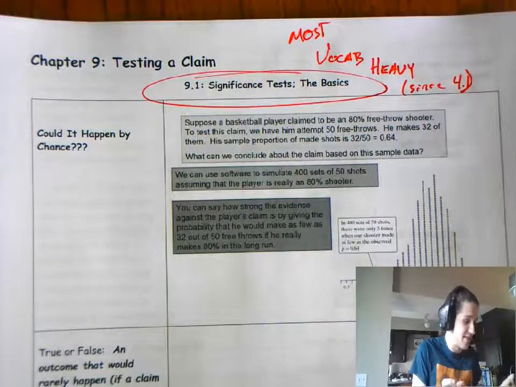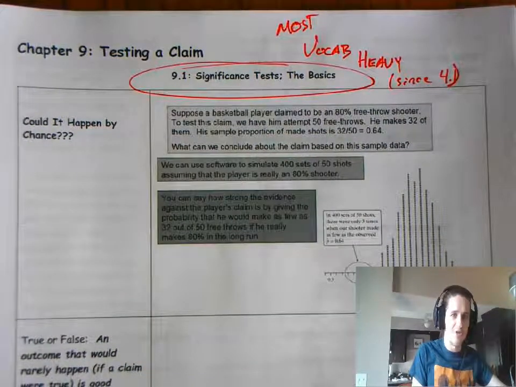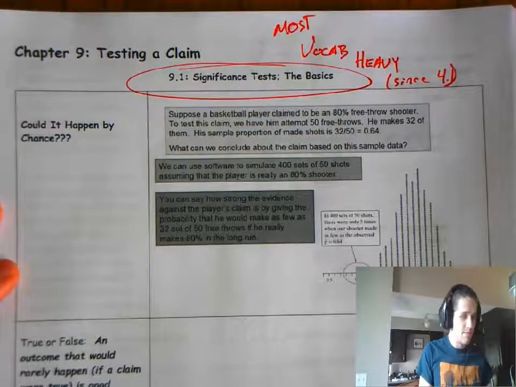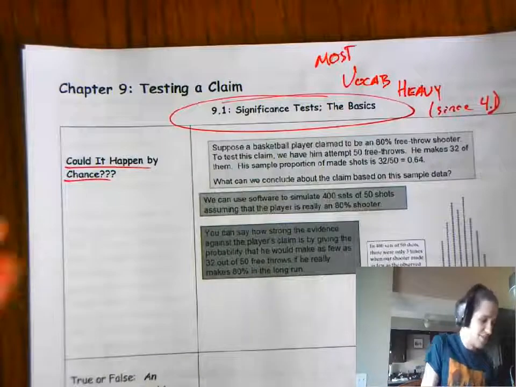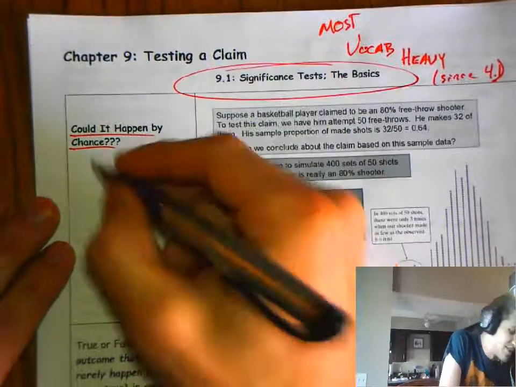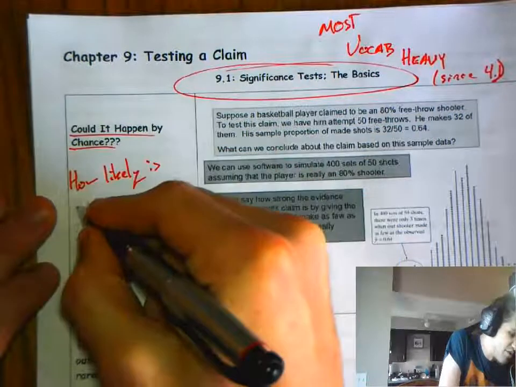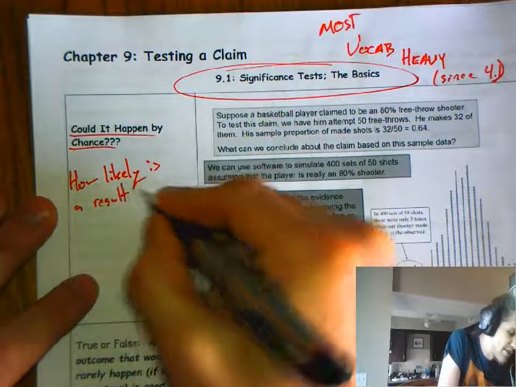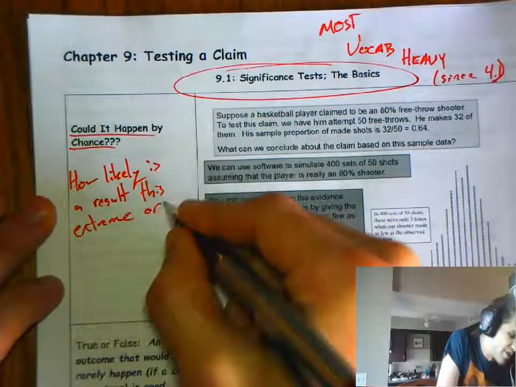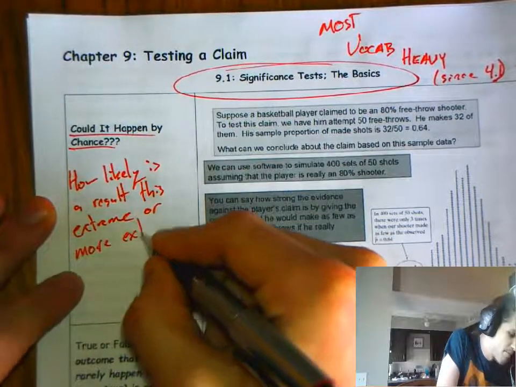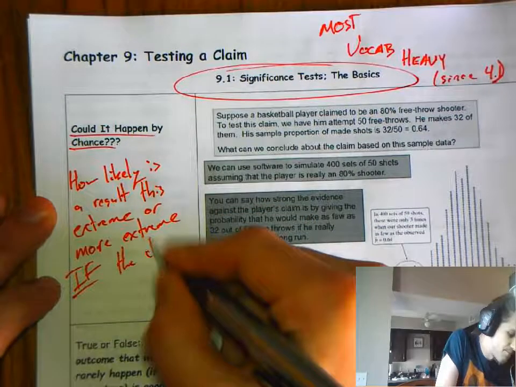This is in fact the last chapter, the last new idea that's going to be on your test, chapter 9, dealing with significance tests. And the question is, could it happen by chance? That is, we're going to be testing claims. And the way we're going to think about this is, how likely is a result this extreme or more extreme if, big if, the claim is true.